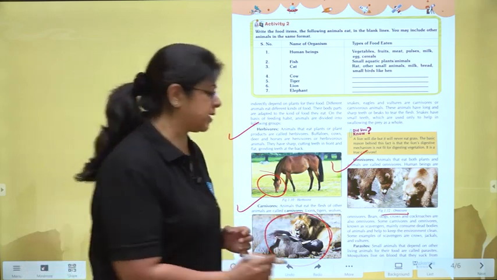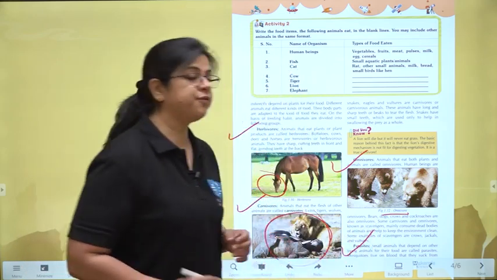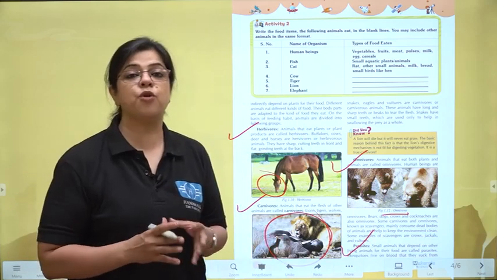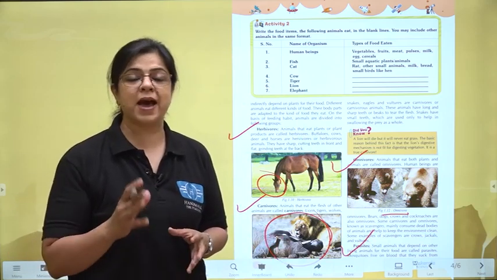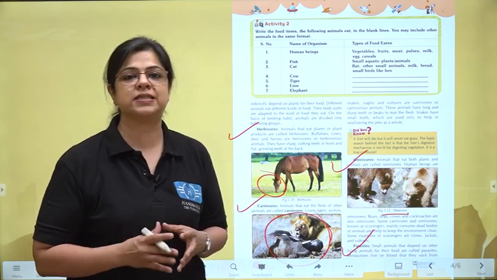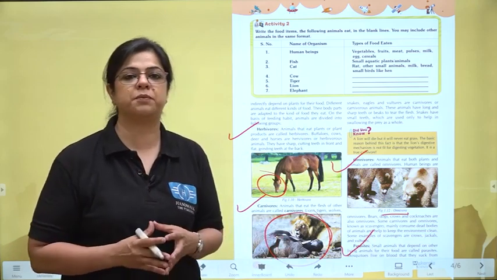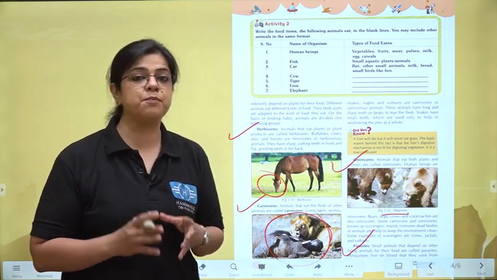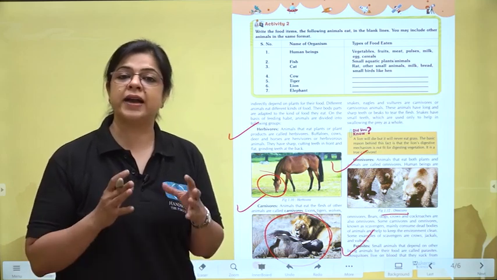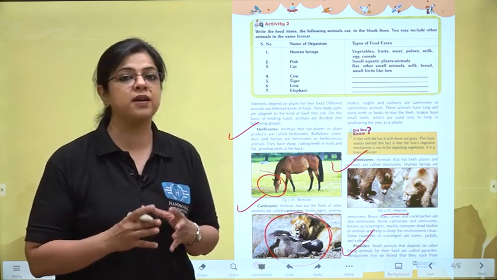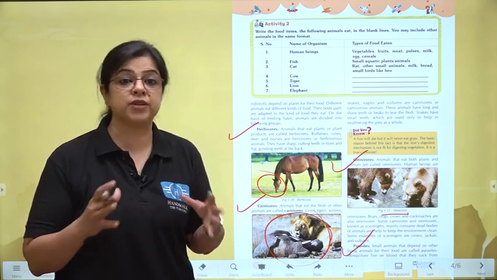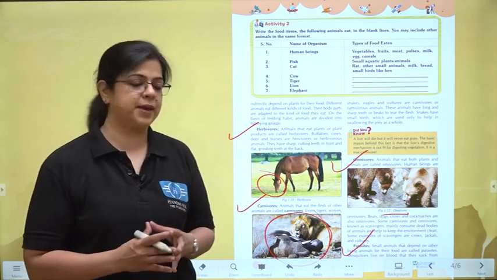Coming next to parasites. Parasites are a very important category of animals. This is because parasites are the reason for many diseases in plants as well as in human beings. That is why it is very important to study parasites and understand the way in which we can avoid them and protect our animals from them.